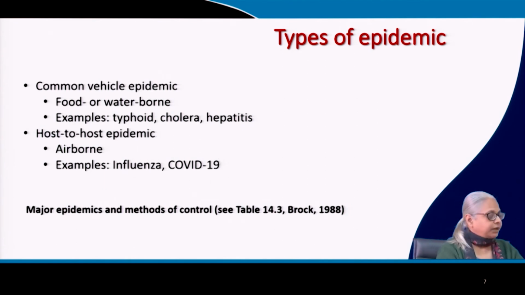Let me also share some more examples of epidemics and methods of controlling them. This is from table 14.3 from the text. Examples of common vehicle epidemics, I've already mentioned typhoid, paratyphoid, bacillary dysentery, brucellosis. We've already seen the infective organism and decontamination for typhoid fever, but the best thing to do is decontamination of the food and water that are suspected to be contaminated. The second thing is pasteurization of milk, and the third thing is vaccination.